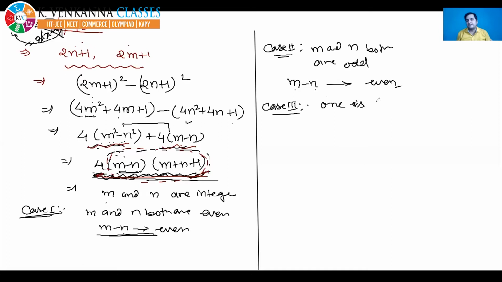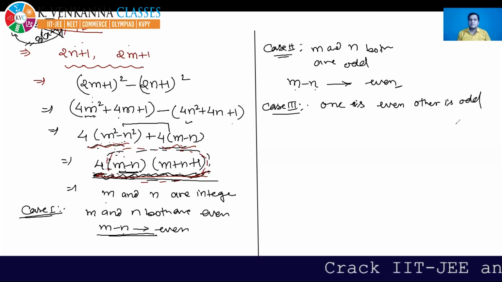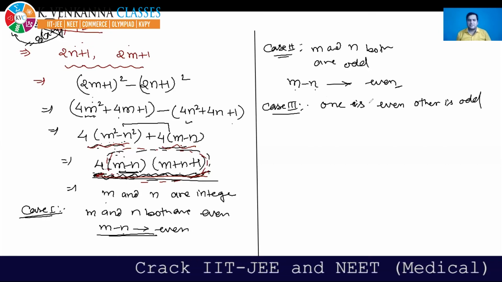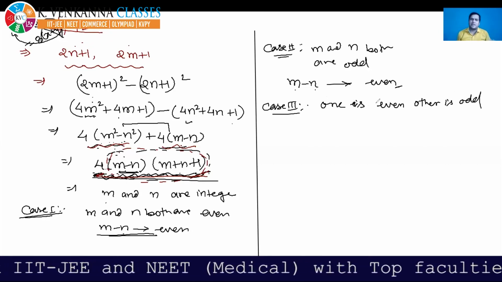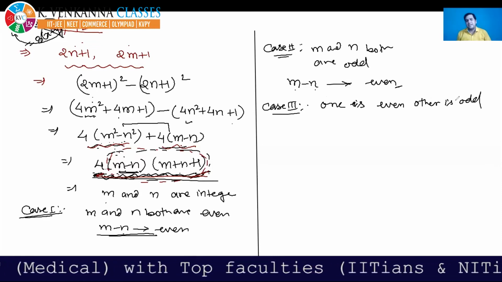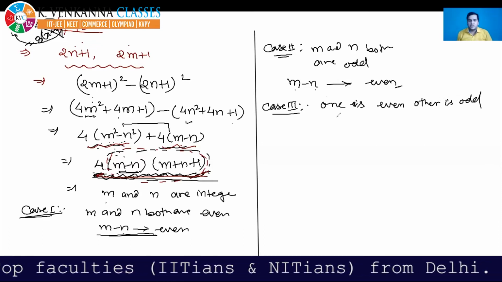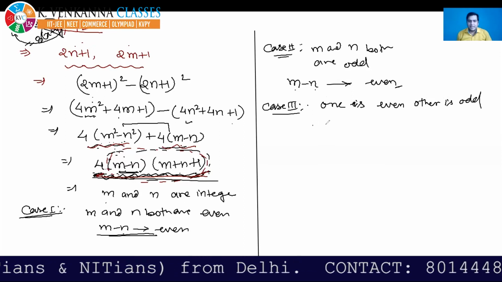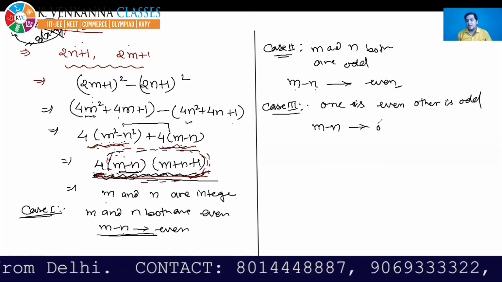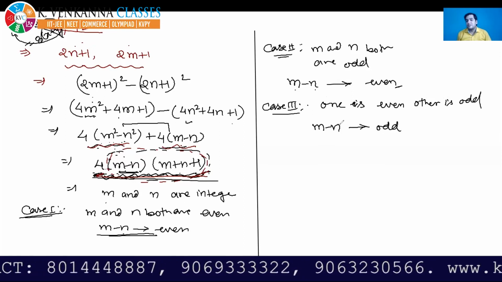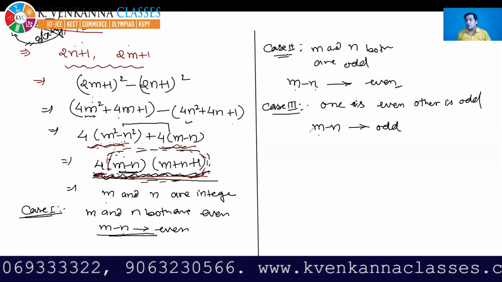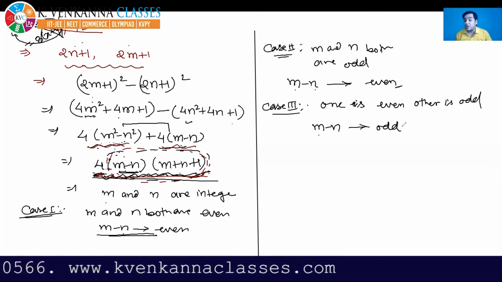One is even, the other is odd. Okay. This is the third case. Suppose m is even and n is odd. You can take any one of them as even and any one as odd. Okay, so see what will happen here. m minus n will be an odd number, because even minus odd or odd minus even becomes an odd number.